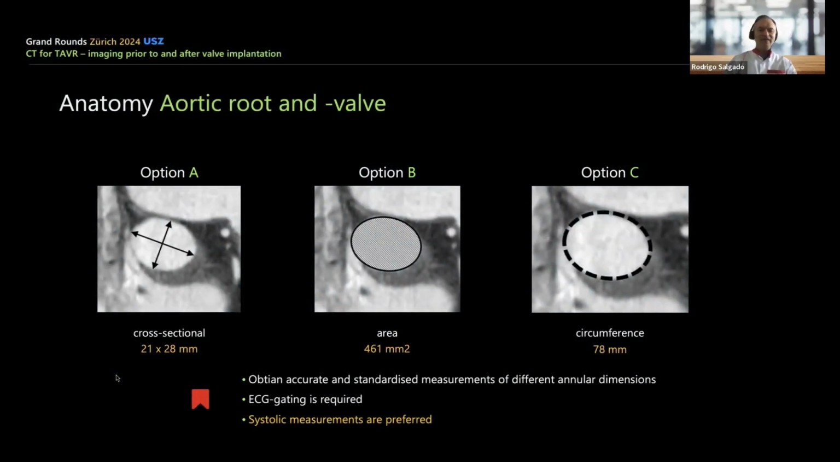When we do TAVI patients, these are at least the minimum dimensions that we give. We give the cross-sectional short and long axis, but we also give the area and the perimeter of the aortic annulus. We do this, of course, using ECG gating, and systolic measurements are preferred because in that cardiac phase, the aortic annulus is supposed to be the largest.